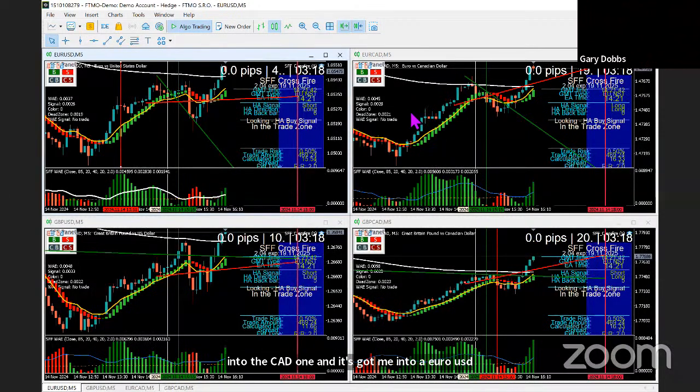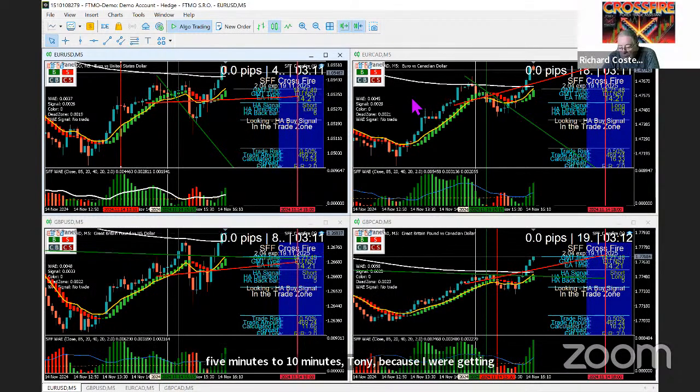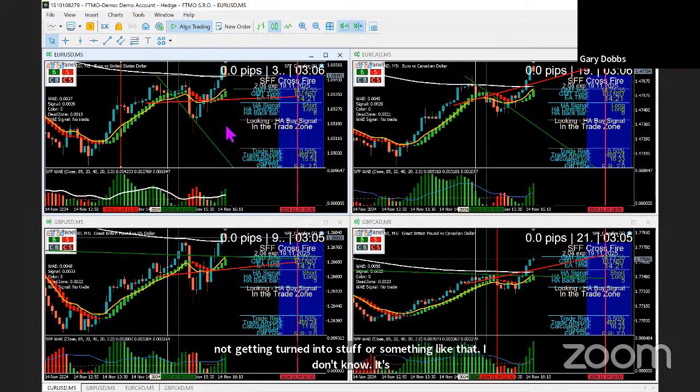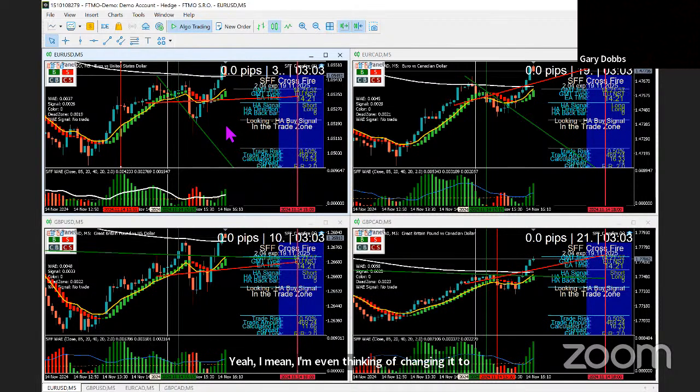Well, I changed mine from 5 minutes to 10 minutes, Tony, because it seemed too volatile in that time. Yeah, like it's not getting time to settle or something like that. It's caught me out a couple of times. I'm even thinking of changing it to 15 to keep out of the way for a bit. Really? Yeah. That's why I asked the question.